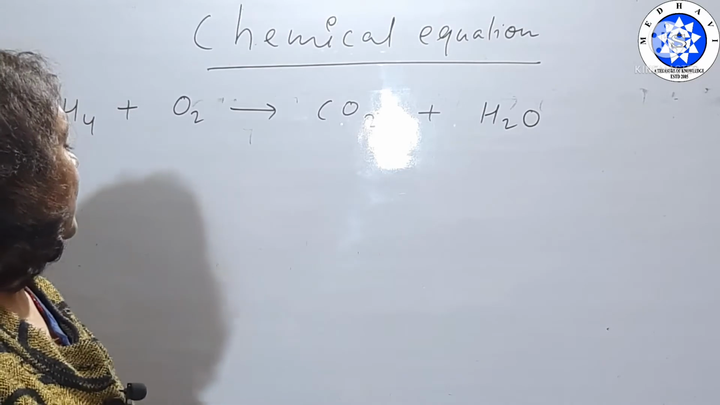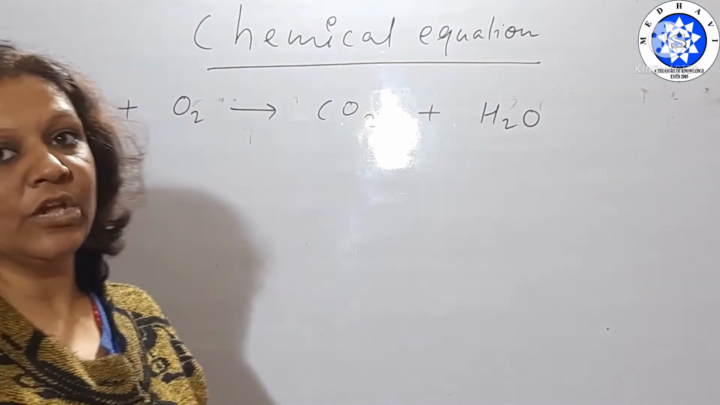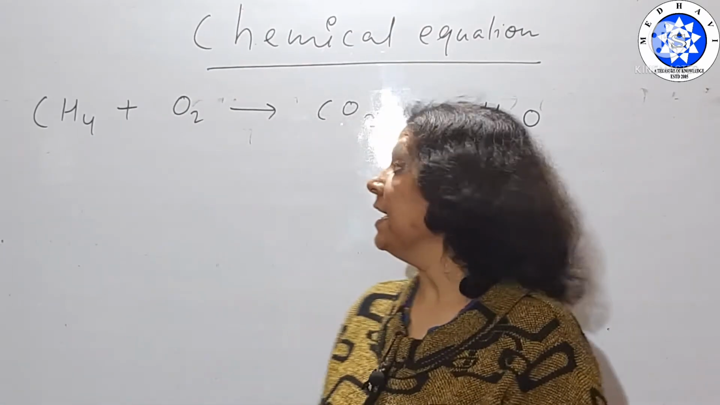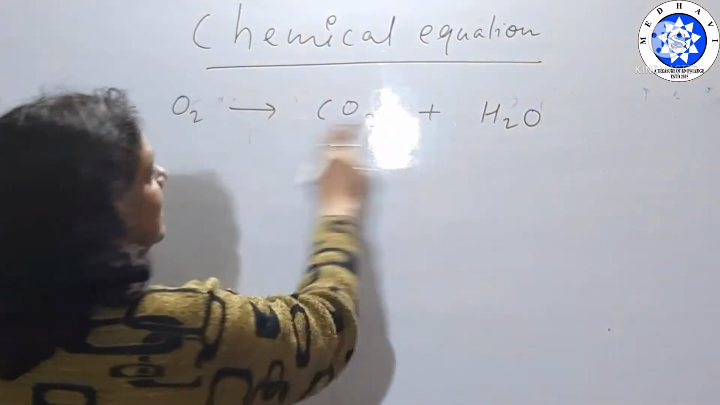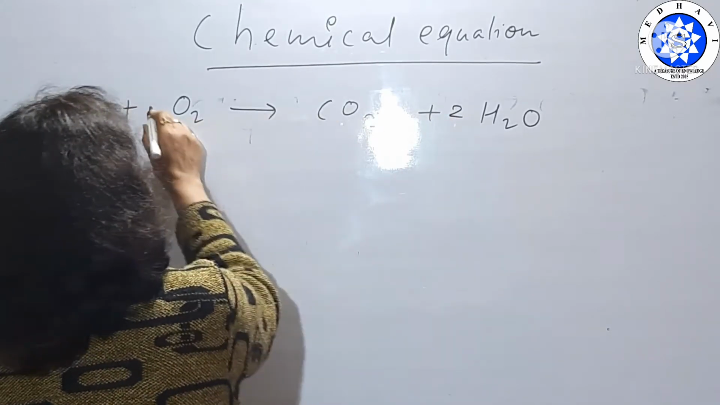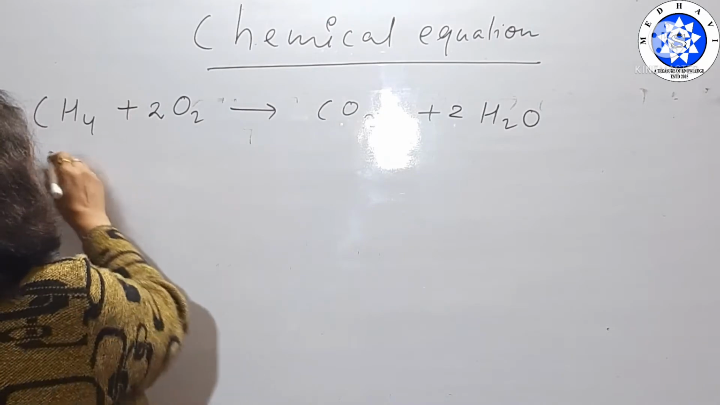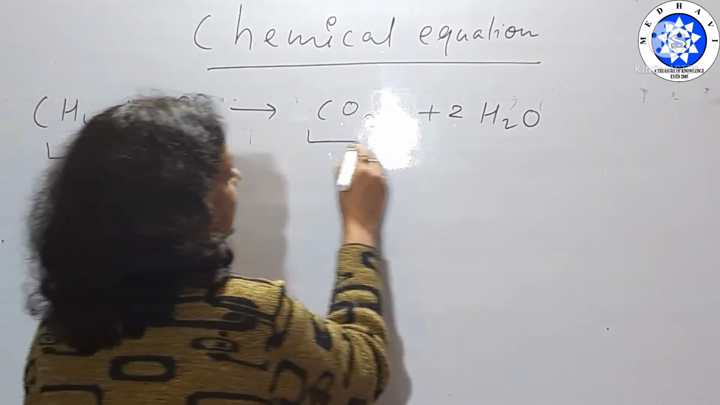To get the information regarding the equation, we have to see the balanced equation. Here the equation is not balanced, so we need to balance this equation. Second, we need to know the reactants and products.